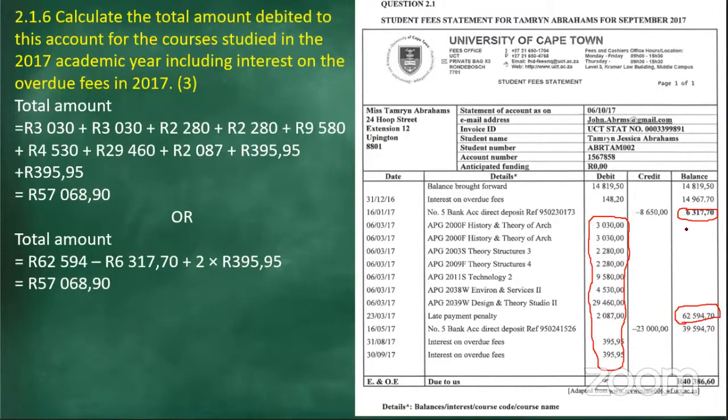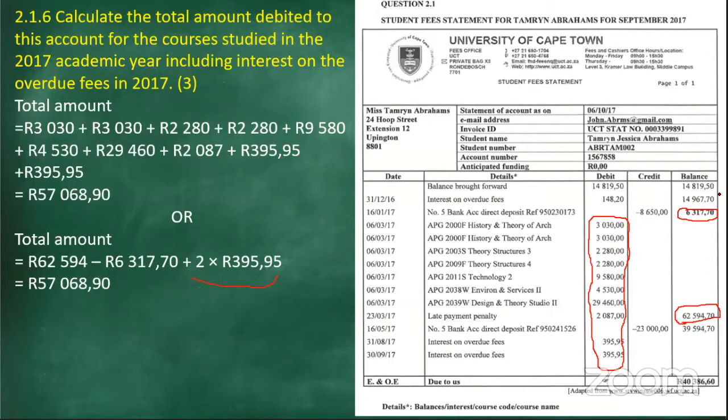This was the last balance before all other debits were added, and then this was the latest balance, ne? So that's why we say the 62 minus that 6,307 rand 70 cents. It would give you all of these values here, the total of these values here. Then you add these last two, the interest there. That's why it's 2 times 395. Then you add those two, then you'd still get your total debited in that account for that year.